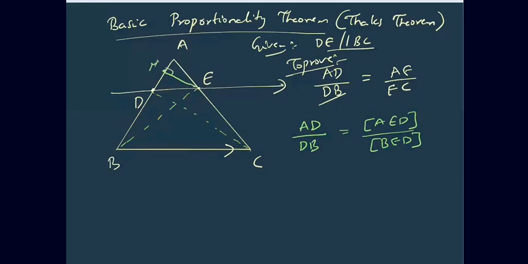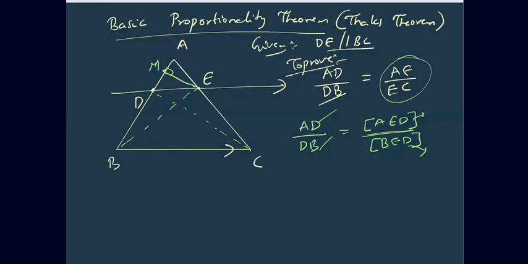Say this is M, right? So area of AED is what? Half times AD times EM. And area of BED is half times BD times EM. So EM and half get cancelled, and you are left with AD upon DB. Okay. So now let us write for AE upon EC, right?